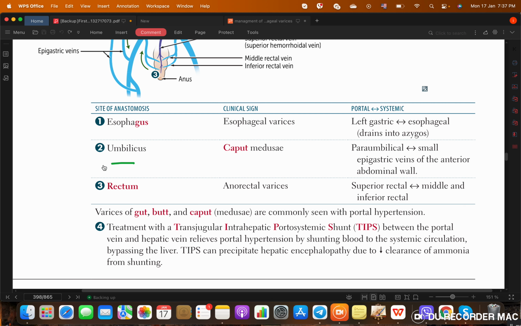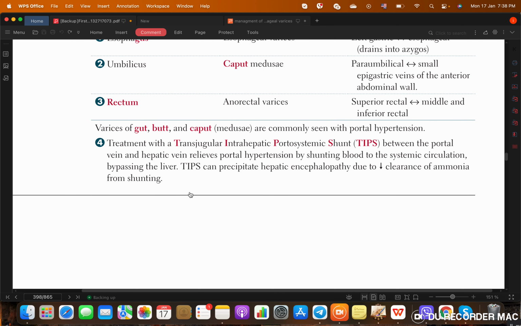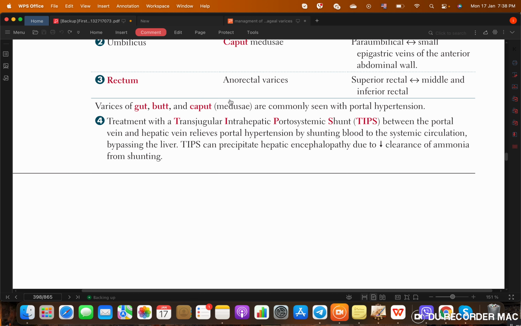Okay? So the rectal type of anastomosis can lead to anorectal varices, which can affect the superior rectal portion, also middle and inferior rectal. Okay? So when you have such a thing, you are going to get a rectal hemorrhoid. Are these hemorrhoids internal or external? This is important. Internal hemorrhoid. So are they painful or painless? Painless. Okay, varices of the gut, butt, and caput are commonly seen in portal hypertension.